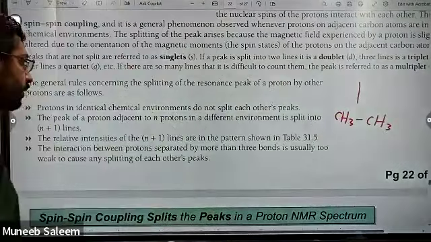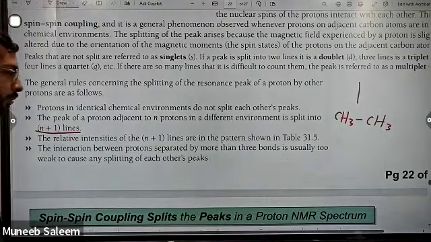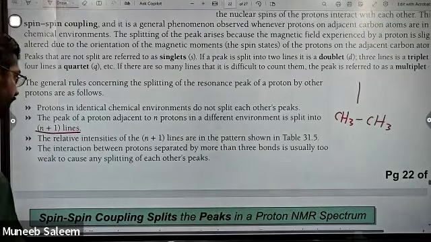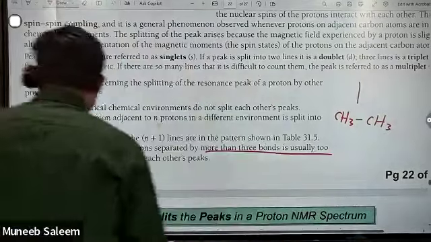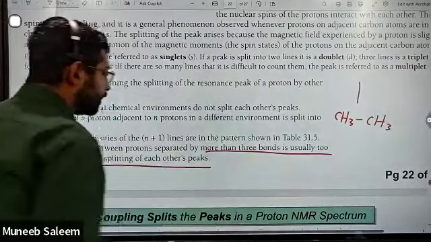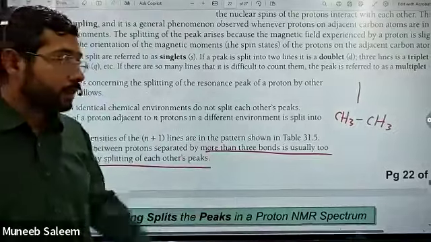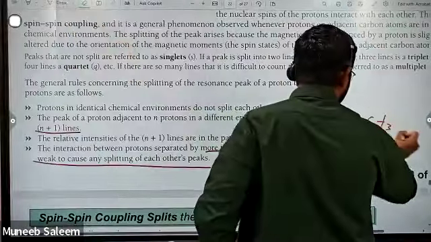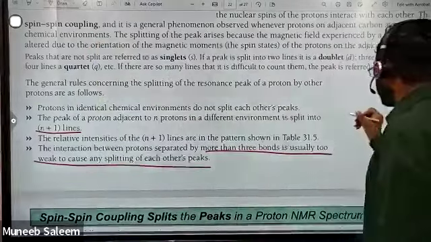The peak of a proton adjacent to n protons in a different environment is split into n plus 1 lines. That's what we have followed. This rule must be followed here. The relative intensity of the n plus 1 lines are in the pattern shown. The interaction between protons separated by more than 3 bonds is usually too weak to cause any splitting of each other's peaks. So if we have a distance of more than 3, then you cannot find splitting. The examples which I have been including are those in which we have a distance of at most 3.